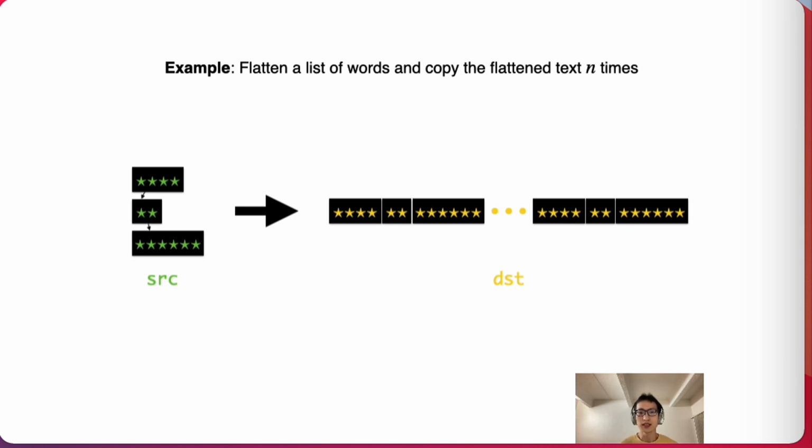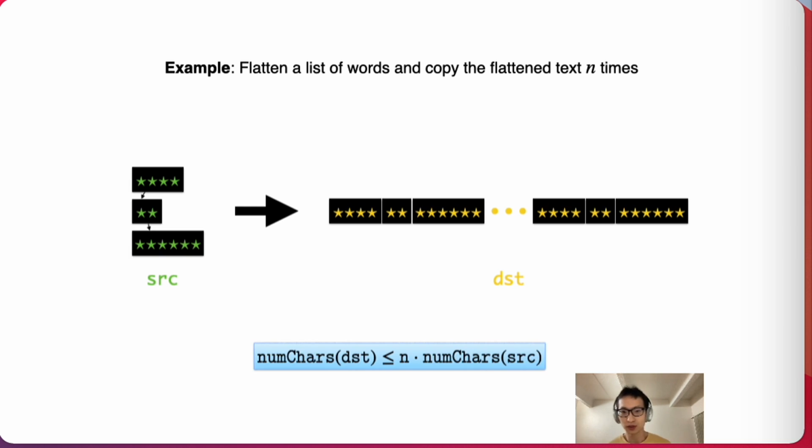Since list source is copied n times, we want to verify that for any reachable program state, the number of characters in dest, or the number of copied characters, is no greater than n times the number of characters in source.